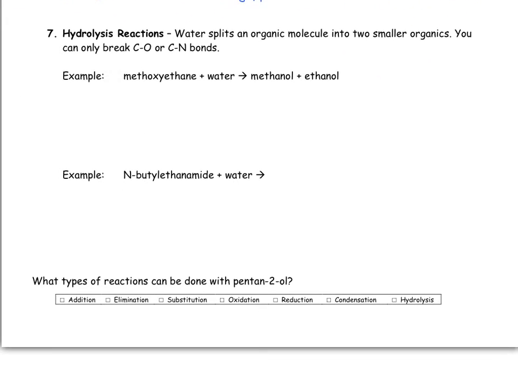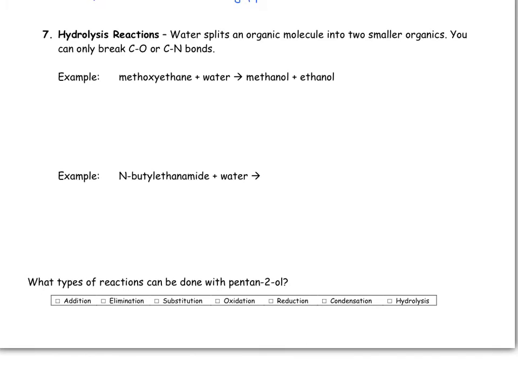The opposite reaction of a condensation is known as a hydrolysis. A water splits a large organic molecule into two smaller organics. Now, it's important to note that you can only break CO bonds or CN bonds. You cannot break CC bonds in a hydrolysis. They are too strong. Example 1 is taking an ether and hydrolyzing it into two alcohols.